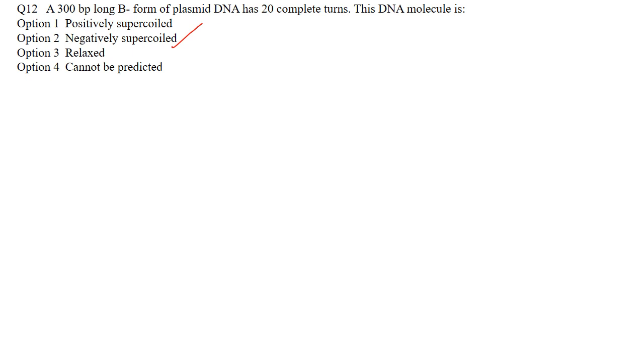That is if it was not supercoiled. So it would be 28.5 turns. But we can see that the turns have been reduced from 28.5 to 20. So it has become negatively supercoiled. So the answer here is option 2, negatively supercoiled.